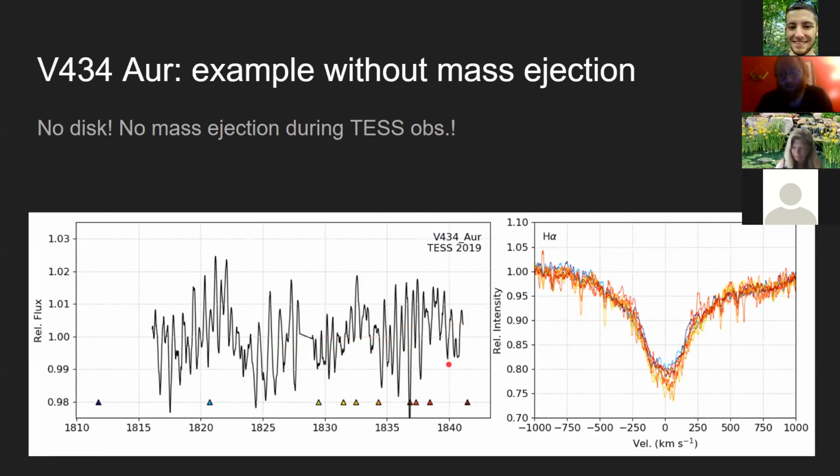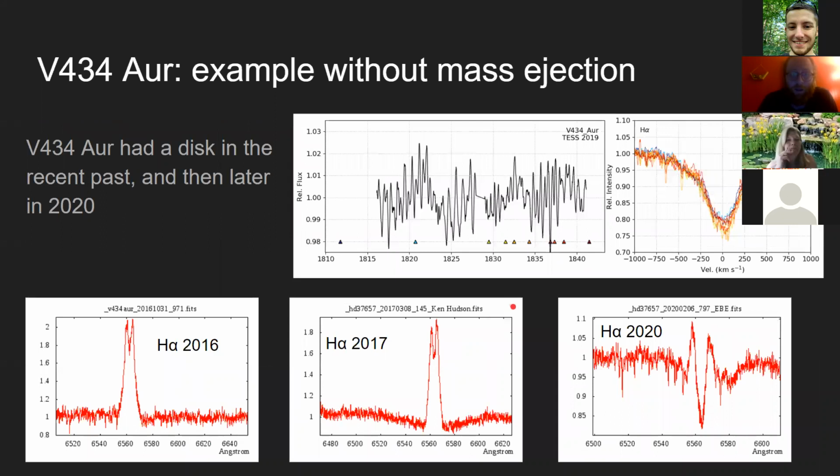So TESS cannot possibly tell us everything we need to know about these systems. We need additional information to attempt to understand the mass ejection properties of these stars. That's not to say this star does not ever have a disk, because in 2016 and 2017, it did have a disk. TESS data were from 2019. And then later in 2020, it had a disk again.